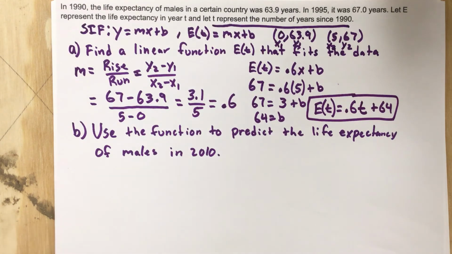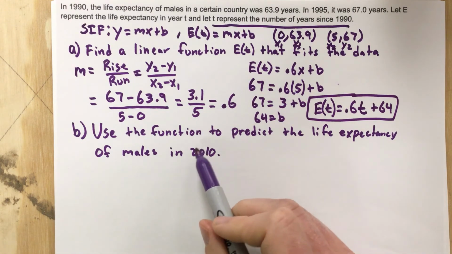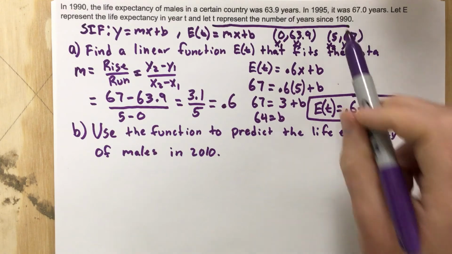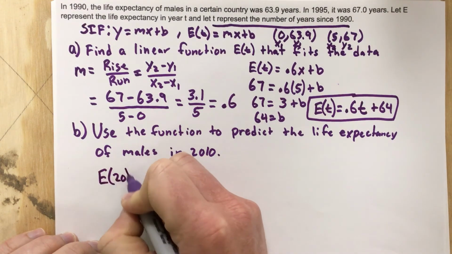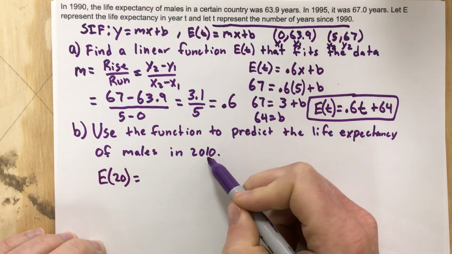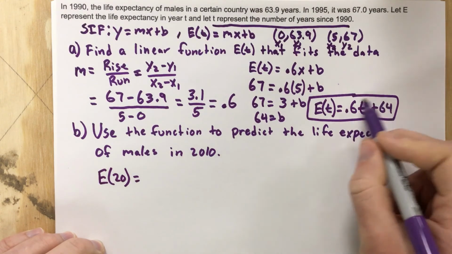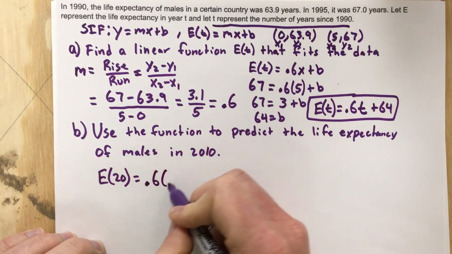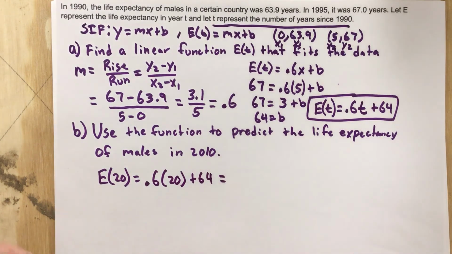So now I want to use the function to predict the life expectancy of males in 2010. Well, 2010, how many years is that after 1990? That's 20 years. So what they're asking me to do is find E of 20, because 20 years after 1990 is 2010. So I plug 20 into this function. That would be 0.6 times 20 plus 64.